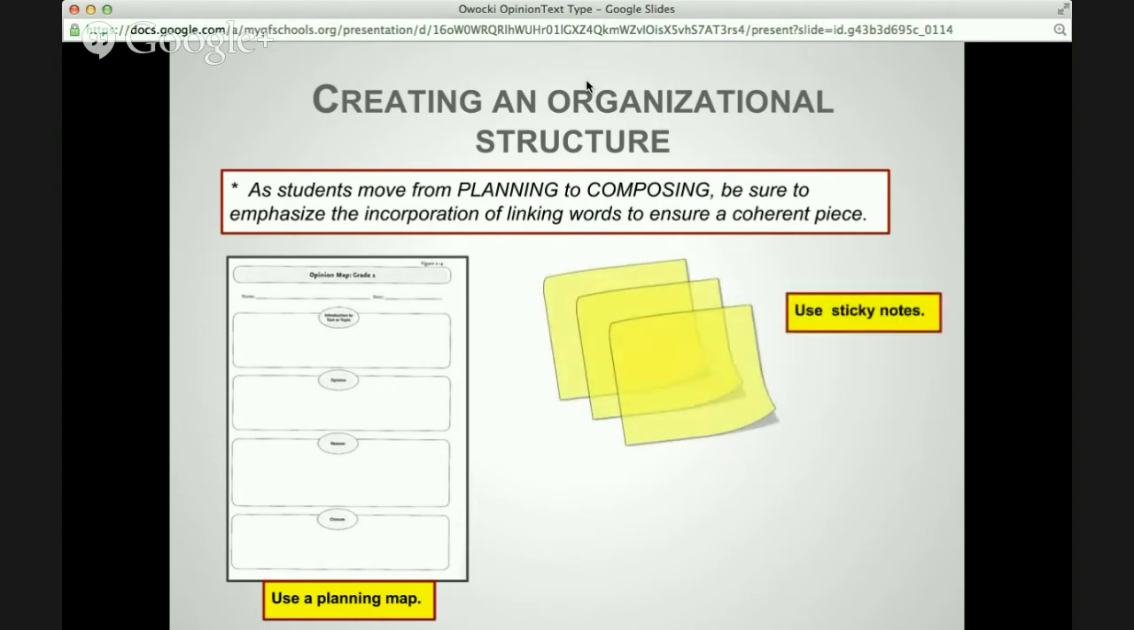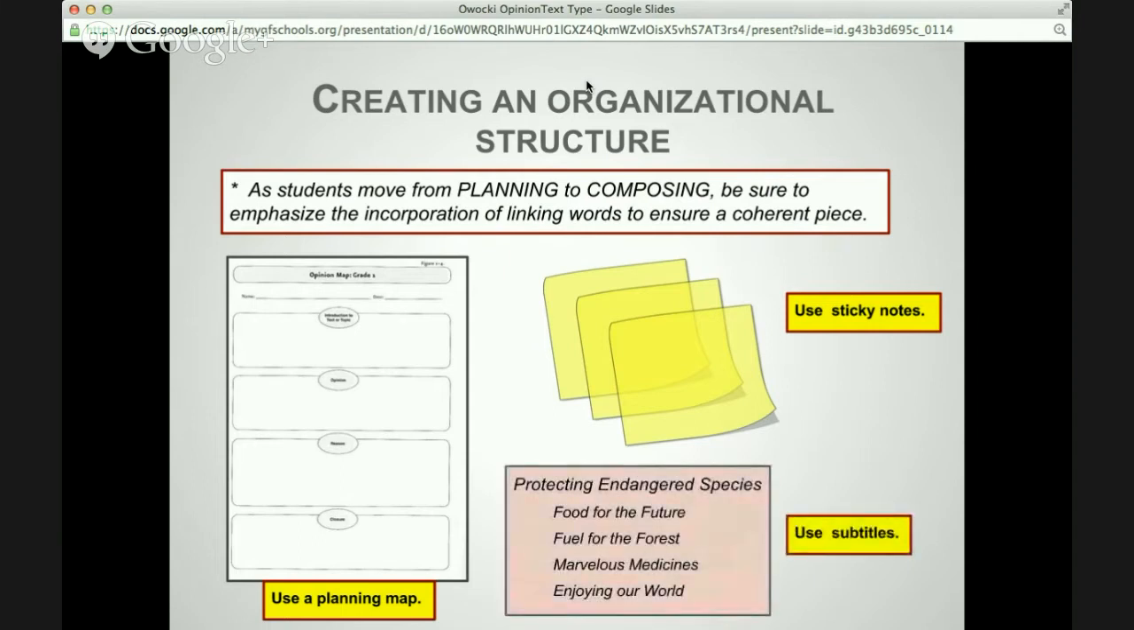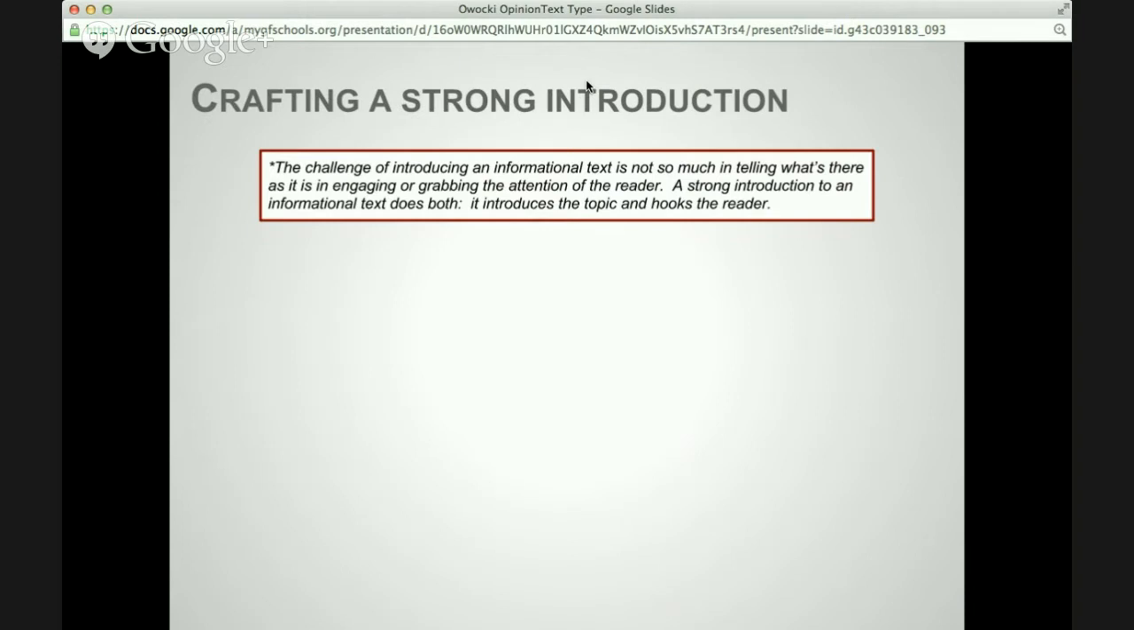For grade 1, she talks about the use of sticky notes, again, to create that hierarchical outline of your claim, your reasons, your support. And eventually kids will get sophisticated even through their reading, that they understand the use of subtitles as they are working through an opinion piece, okay, with the reasons.